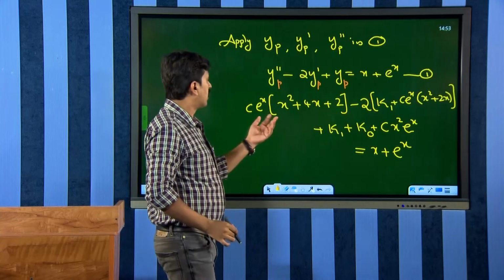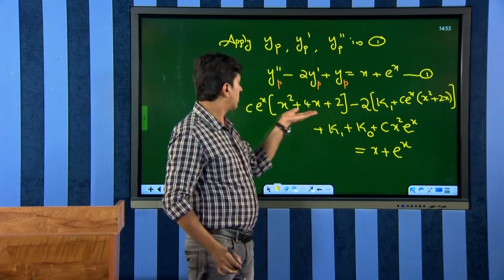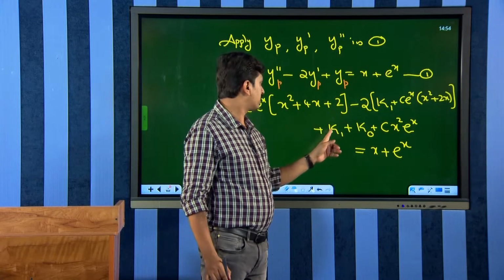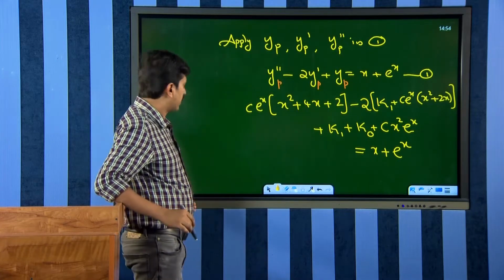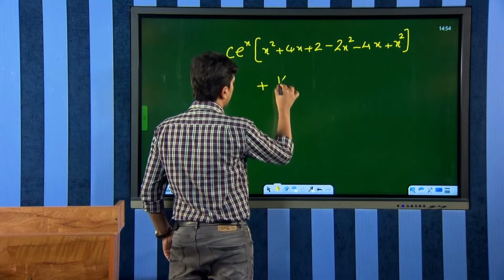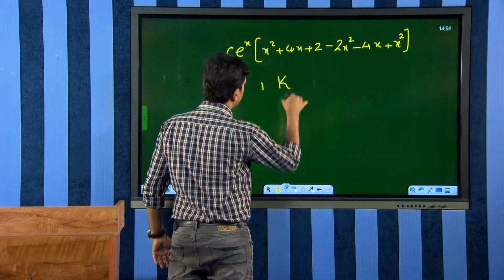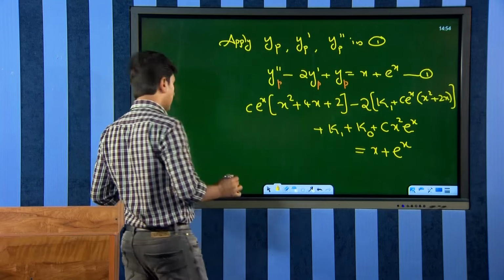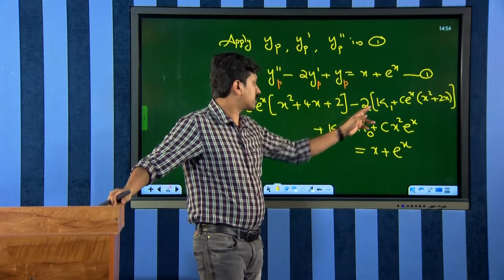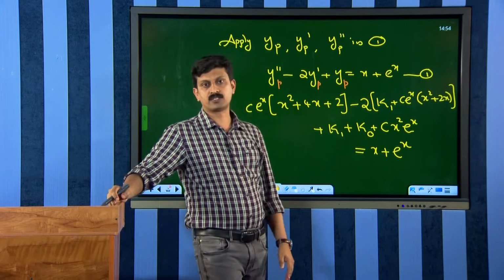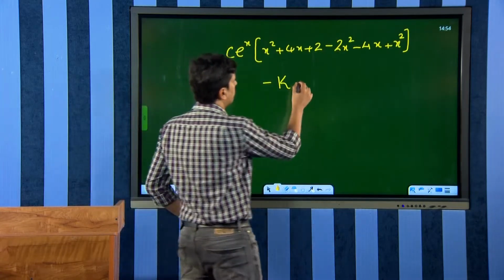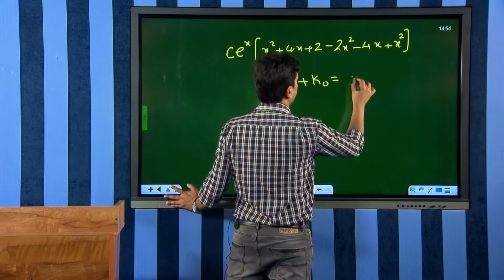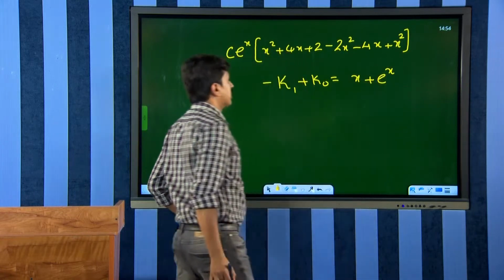Plus c, we have taken all the terms with e raised to x, c e raised to x, that we already used, and minus 2 k1 plus k1, that is equal to minus k1, and also plus k naught is equal to, see here it is equal to x plus e raised to x is there. Okay, fine.